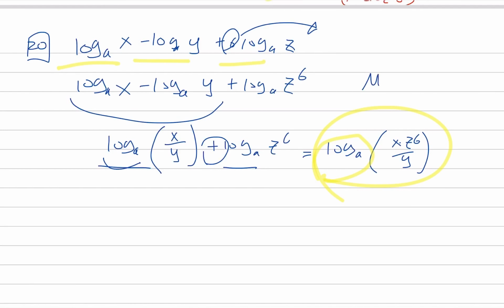This is from module, I keep misspelling it, module, I think it should be module 8. Yeah, module 8 or 9, but I think it's module 8, or log exponential from module 8 and 9. Right?